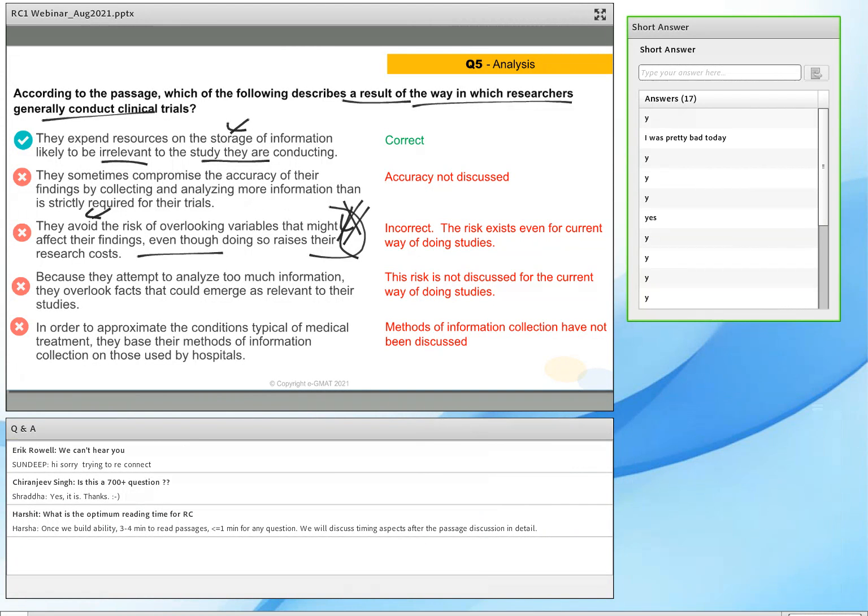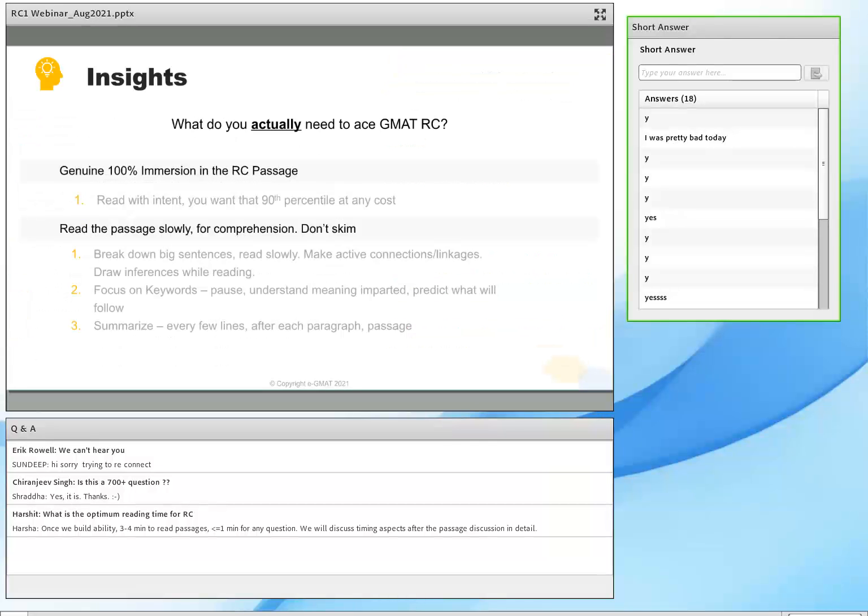So I think we learned a lot from this entire session. We started with 2 short passages and then again came back to this particular passage. Not everybody is familiar with the pharma industry and how drug manufacturing happens. It does not matter. So again, coming back to those core insights: reading with intent.